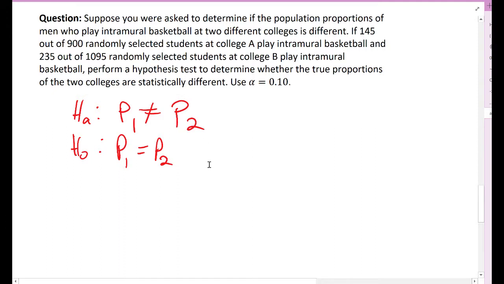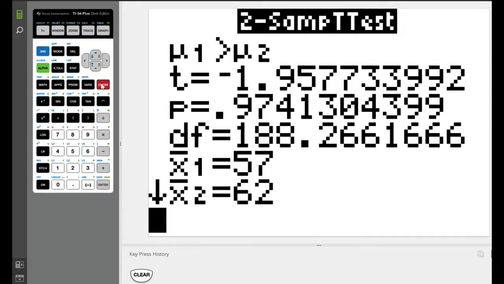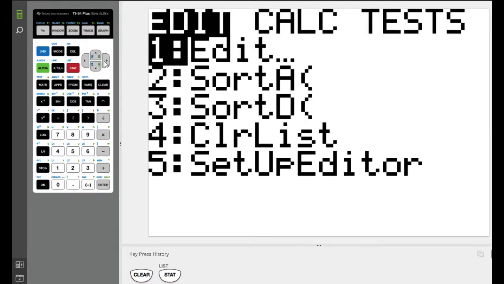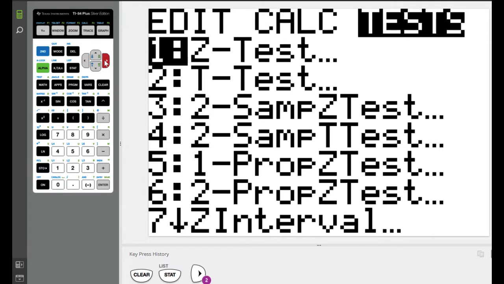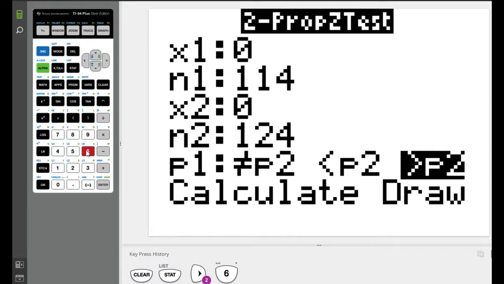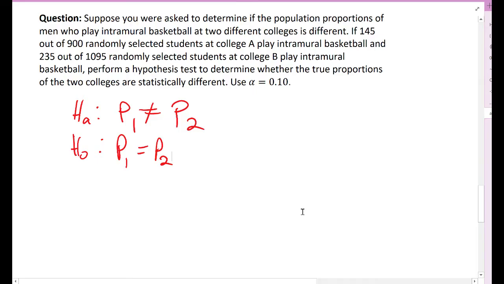All right, let me pop over to the two-prop z-test and let's talk about what type of values we need. Test, number 6, the two-prop z-test. Not a whole lot. What we need is an x1 and n1, x2 and n2. So let's discuss those. x1 will be the number of men who actually play intramural basketball at college A.